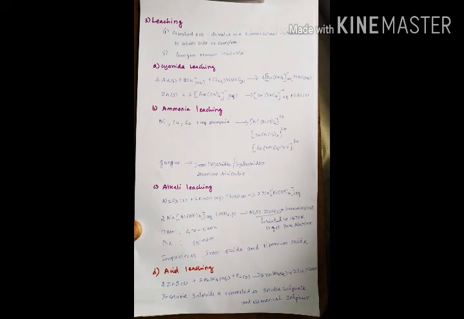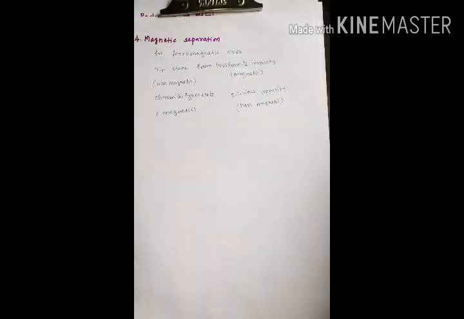And finally, acid leaching. This is especially for sulfide ores such as zinc sulfide and lead sulfide, galena. Here the zinc sulfide is treated with dilute sulfuric acid. The insoluble sulfide is converted into soluble sulfate. ZnS is converted to ZnSO4. ZnS is insoluble, ZnSO4 zinc sulfate is soluble, and it is dissociated into elemental sulfur.